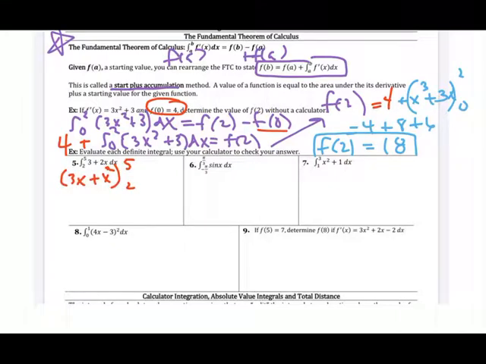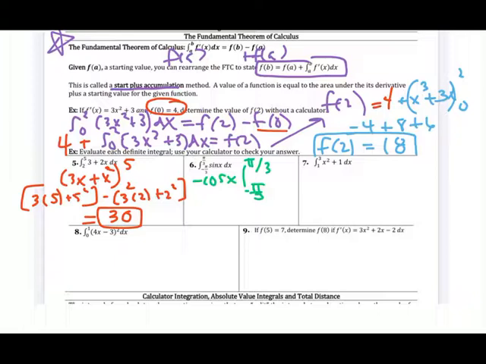So on 5, when we integrate, we're going to get 3x plus x squared, and that's being evaluated from 2 to 5. That's going to give us 3 times 5 plus 5 squared, minus 3 times 2 plus 2 squared. And when you simplify that, you're going to get 30.